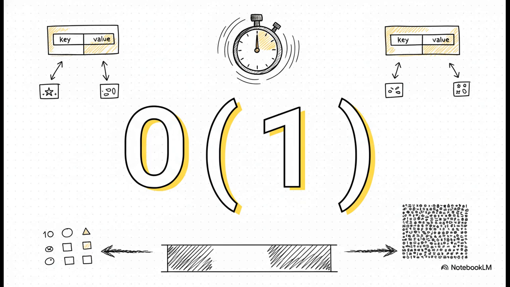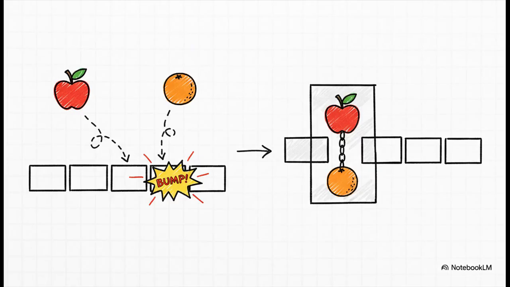On average, the time it takes to find, add, or remove something is what we call constant time, or O of 1. This, my friends, is the holy grail of speed in computer science. It means it doesn't matter if your table has 10 items or 10 billion items, finding what you're looking for takes the exact same tiny amount of time. It's pretty much instant.